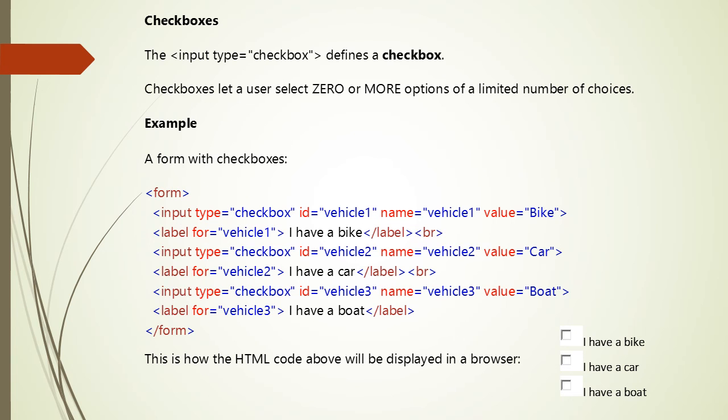Consider how to create checkboxes. Use it this way: input type equals checkbox. That will define a checkbox. It will let a user select 0 or more options of a limited number of choices.